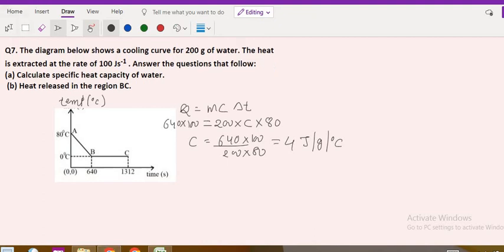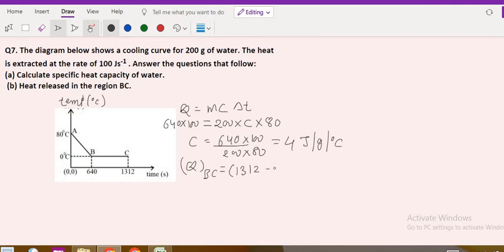In the second part, he is asking the heat released in the region BC. Heat released here in the region BC can simply be calculated by using the same result. Here I am given 100 joule per second. So again, in 1 second 100 joule of heat is extracted. So the time that the body is taking to go from this point B to point C, it would be how much?